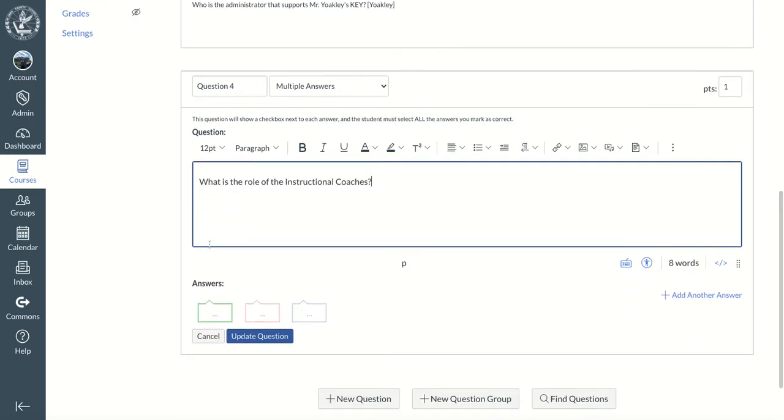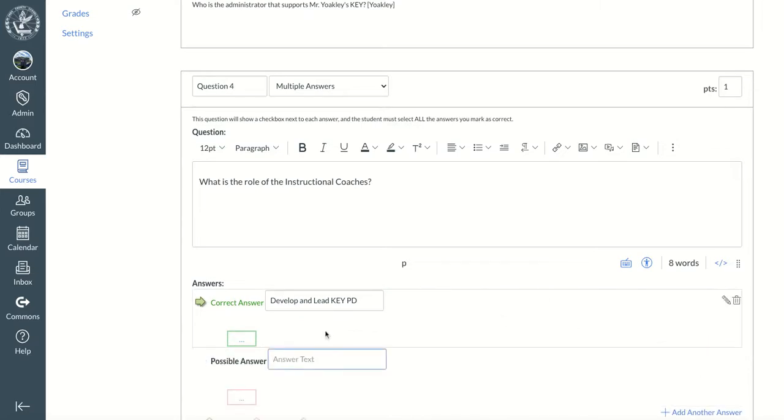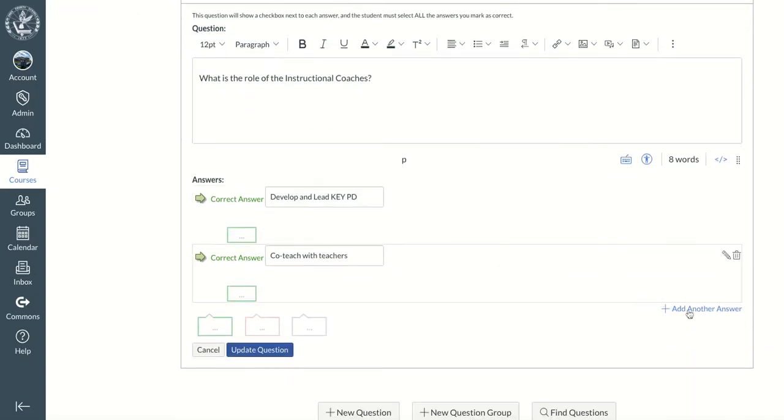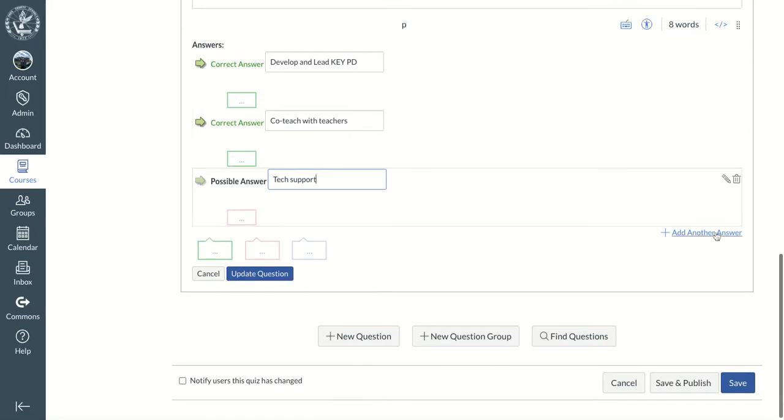And so I am going to add answer options. Develop and lead key PD, which is a correct answer. Co-teach with teachers, also a correct answer. Tech support, not a correct answer. That's not a technical role.